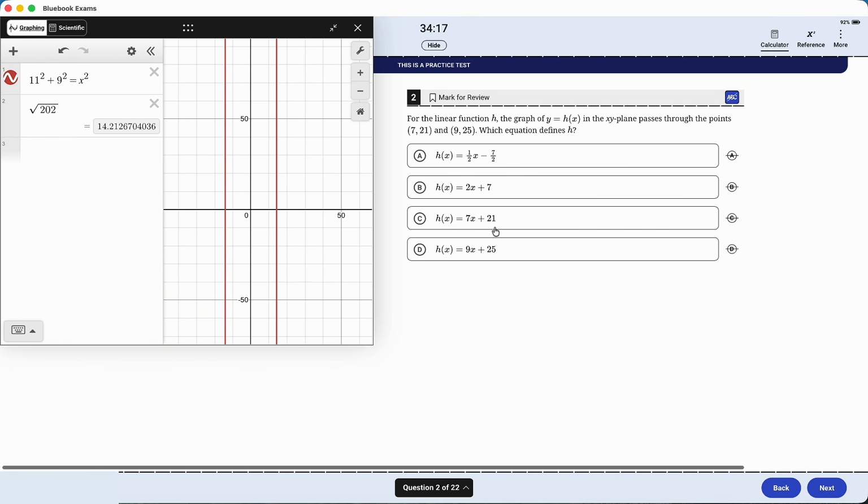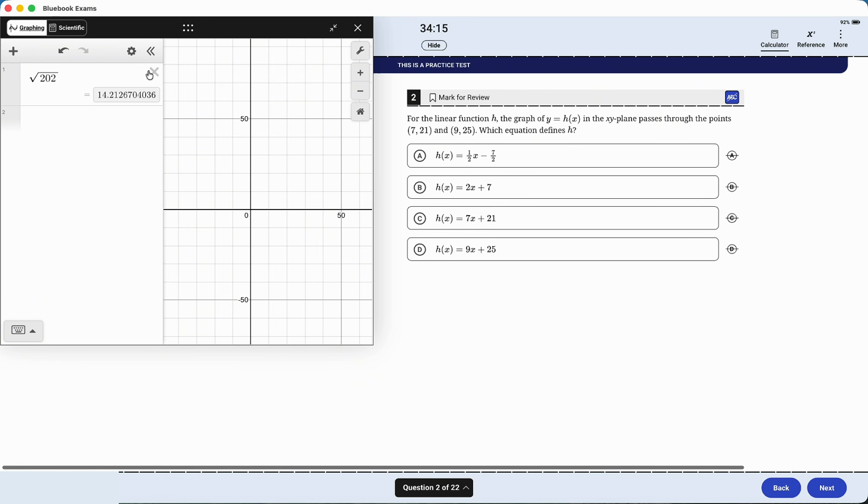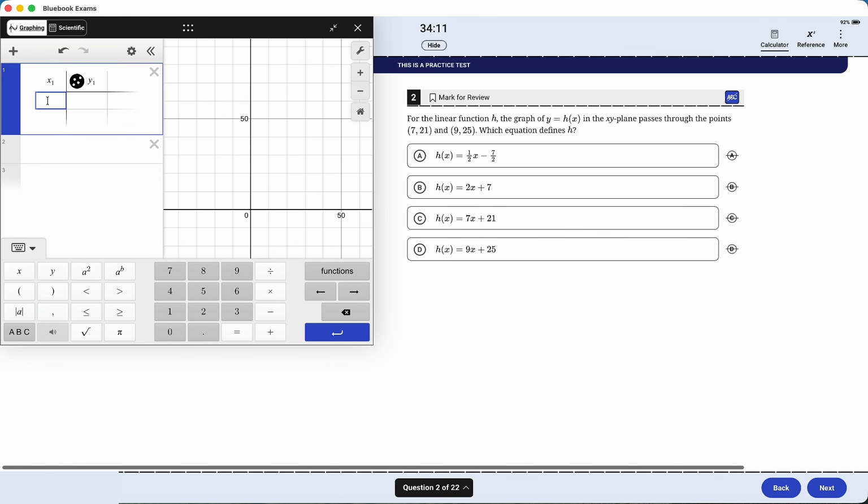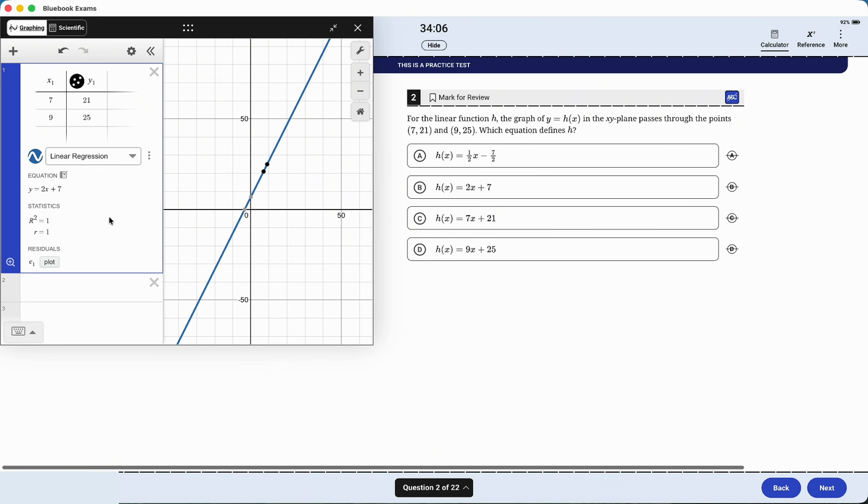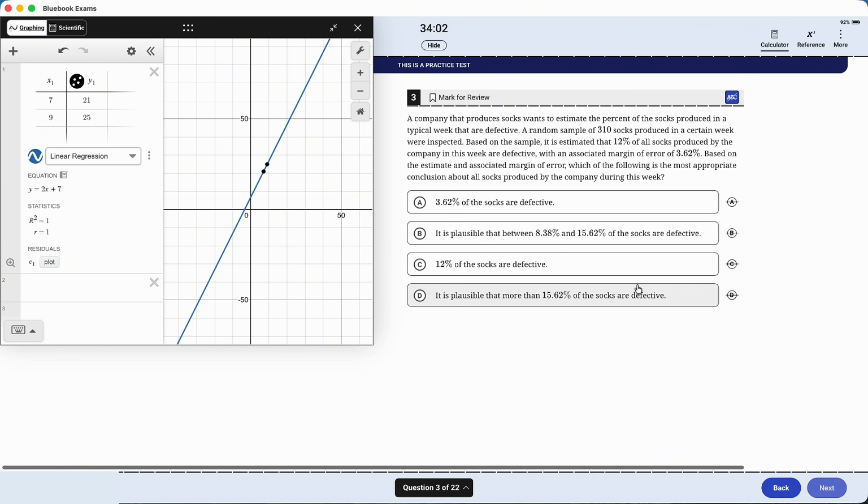Next one here, we did one like this in Module 1, right? They wanted to know what's the equation, and they give you 2 points. So hopefully you remember this one. Certain things are definitely going to repeat. So I put my 2 points into the table, and I just press the regression button, and I get my equation, 2x plus 7. So that's it.